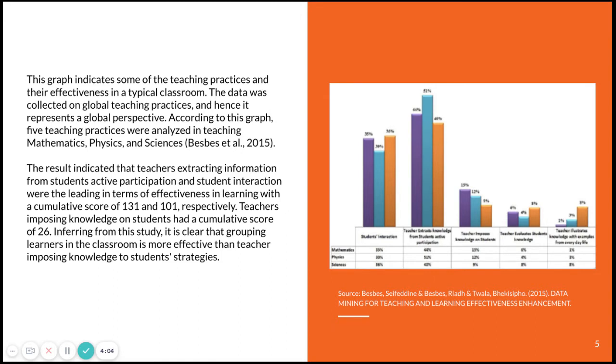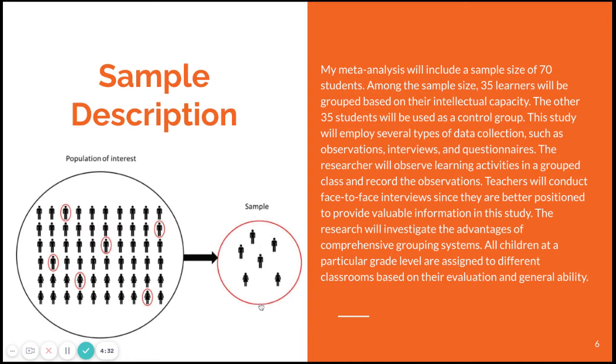The results indicated that teachers extracting information from students' active participation and student interaction were the leading in terms of effectiveness in learning with a cumulative score of 131 and 101, respectively. Teachers imposing knowledge on students had a cumulative score of 26. Inferring from the study, it is clear that grouping learners in the classroom is more effective than teacher imposing knowledge on student strategies.